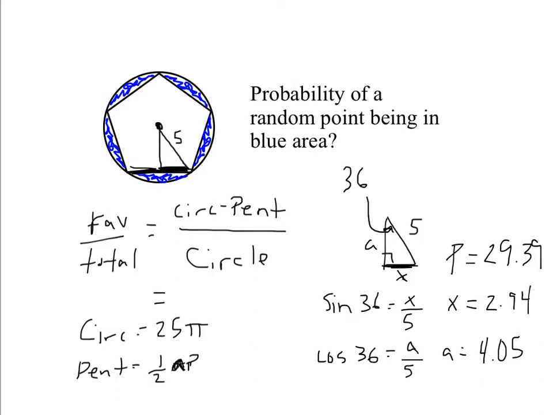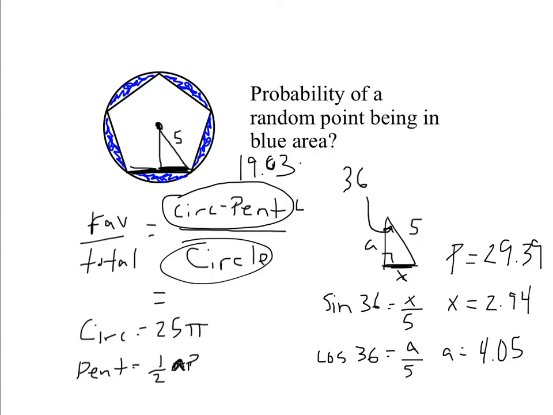Let's go back over here. It's circle minus pentagon all over circle. So that's 25 pi minus the area of the pentagon, which was 1/2, I'll just do 0.5, times 4.05 times 29.39. Okay, so circle minus pentagon gives us an area of 19.03 units squared.